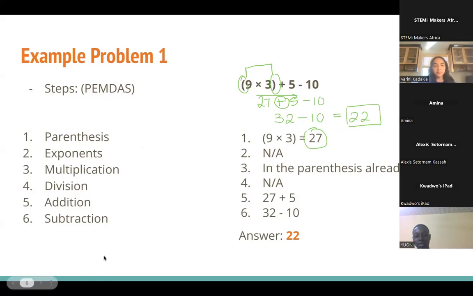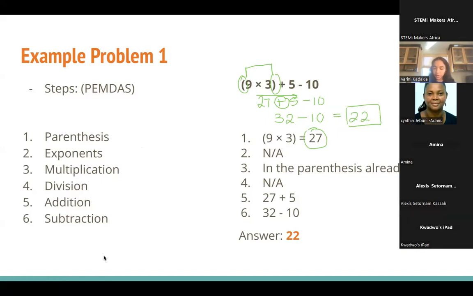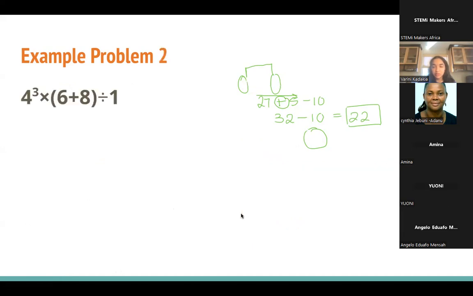So the answer is 22. Does everyone get that? Everyone good? Did someone say they didn't understand? Or does everyone understand? Okay. I'm gonna move on. If there's any confusion, please let me know in the chat, that way I can see it.